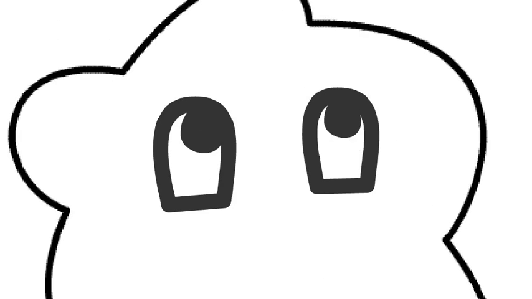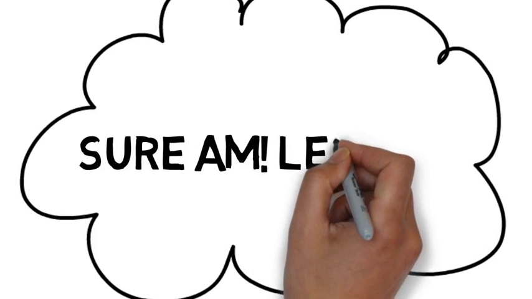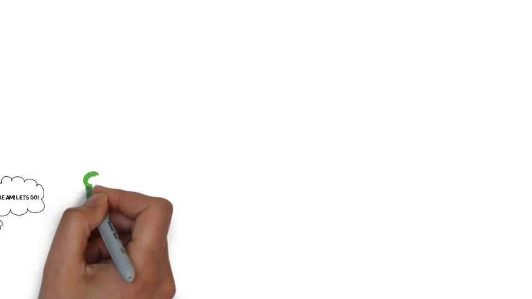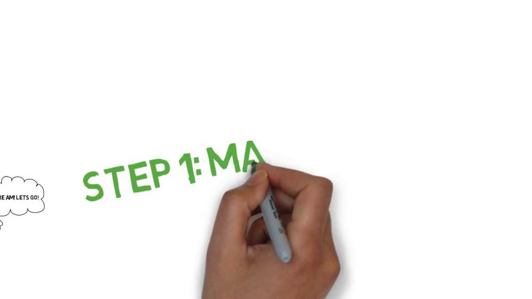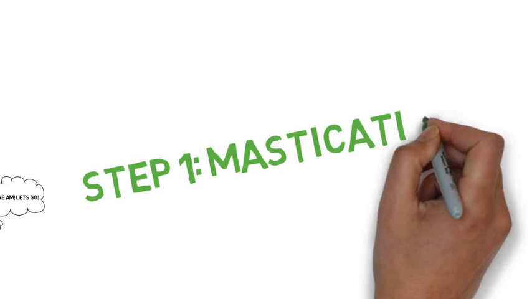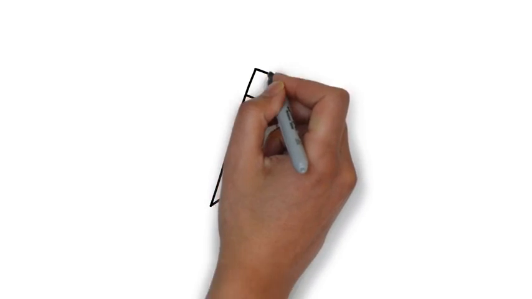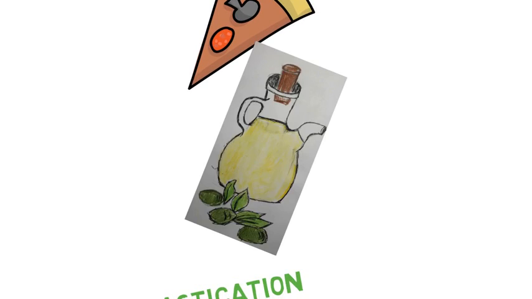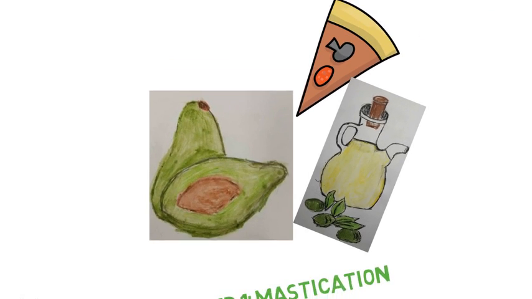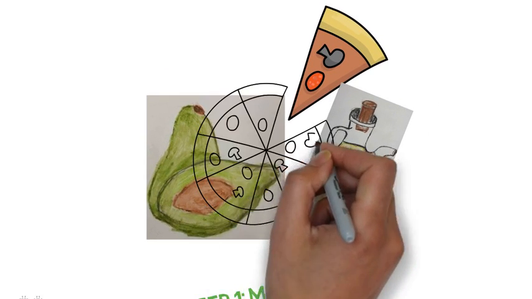Today, Tag is very excited because she's about to embark on her greatest adventure. Are you ready, Tag? Sure am, let's go! For the first part of lipid digestion, mastication occurs. Tag, along with many others, live in foods such as pizza, oil, avocados, anywhere where lipids are present. Today, she lives on a delicious pizza.